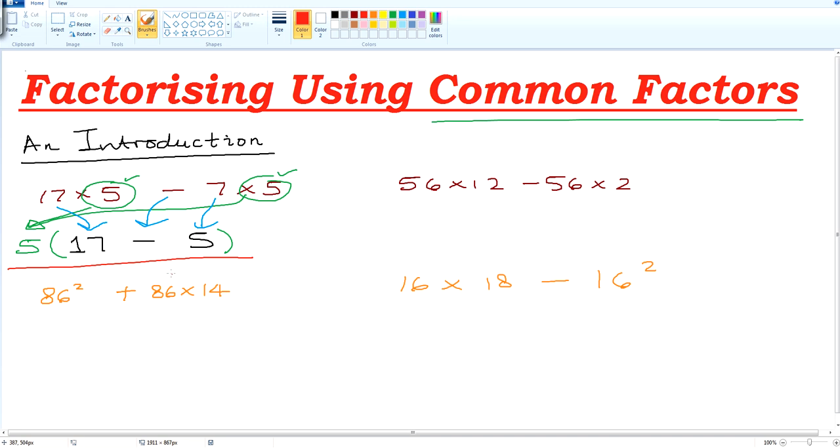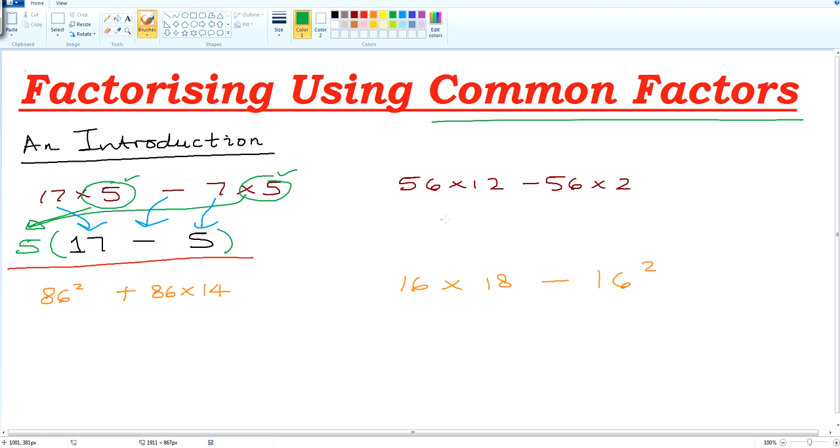So this here is a question where the factorizing has already started. It's about pulling out common factors. We're just rearranging, showing you how the common factors work when we already have the factors written out for us. So the next one, we have 56 times by 12 minus 56 times by 2.